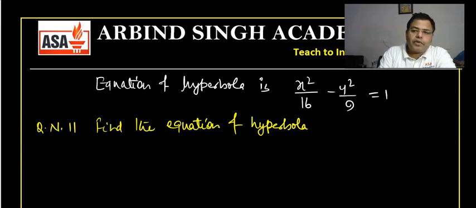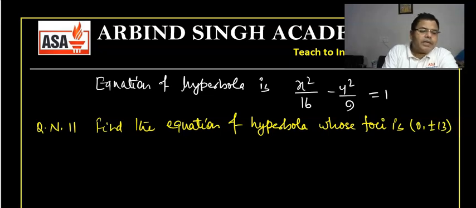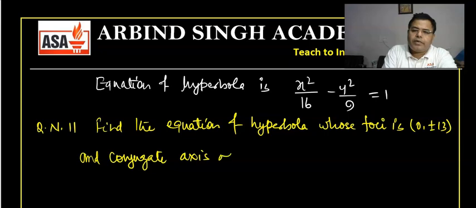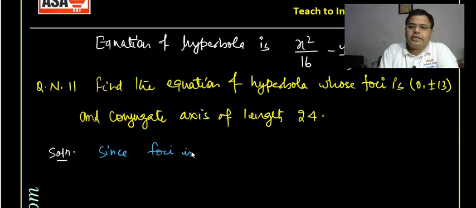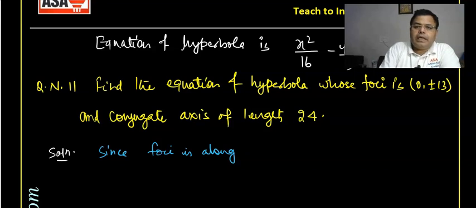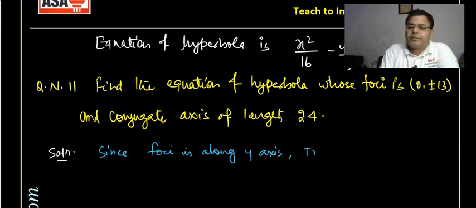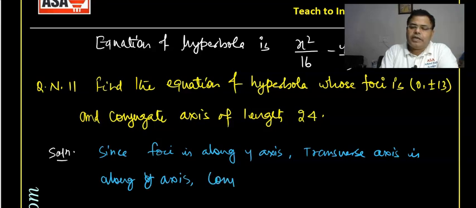Find the equation of hyperbola whose foci are (0, ±13) and conjugate axis of length 24. Since foci are along the y-axis, the transverse axis is along the y-axis, and the conjugate axis is along the x-axis.